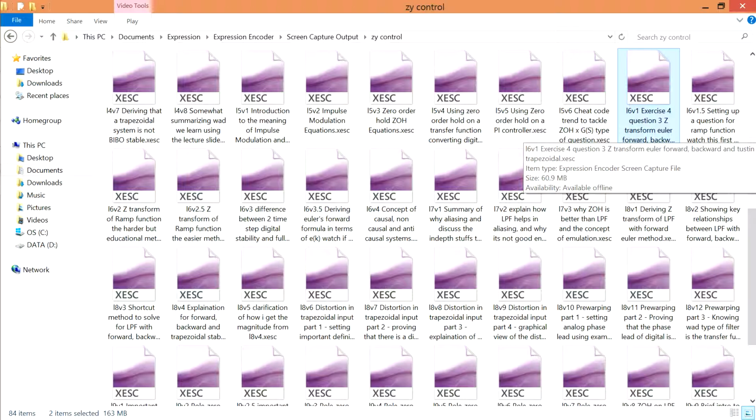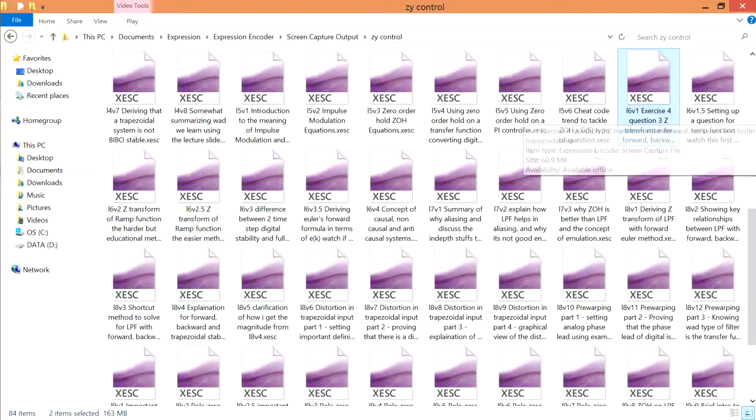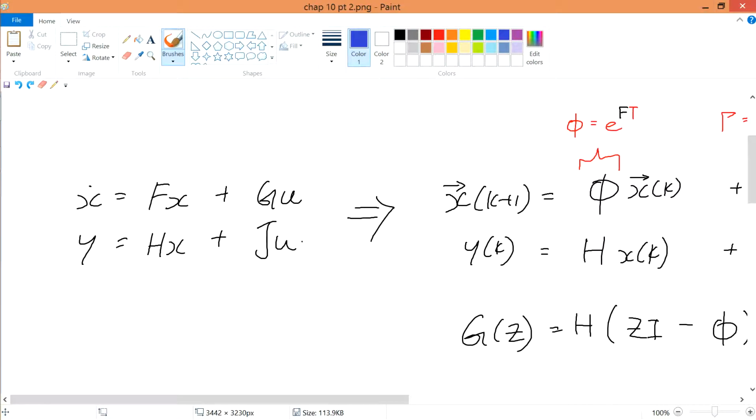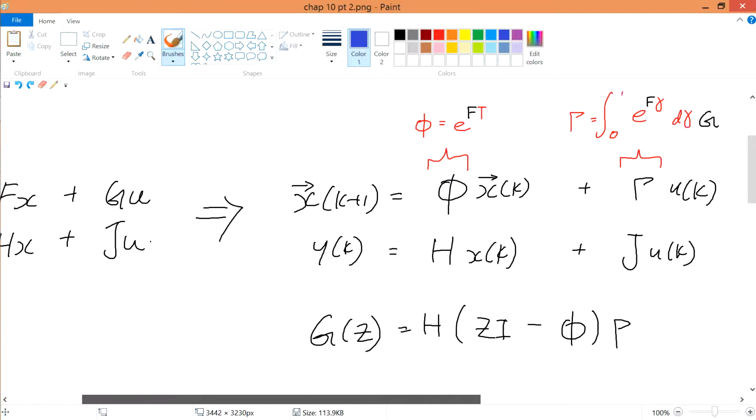L6v1 to better understand how to do Euler's forward and backward and testing, or how to transform the Laplace domain of them and things like that. Alright, so I'll leave you to there, but let's come back to here.